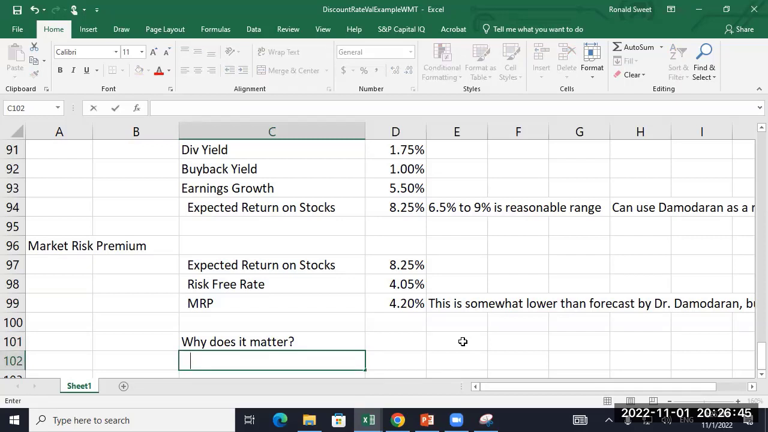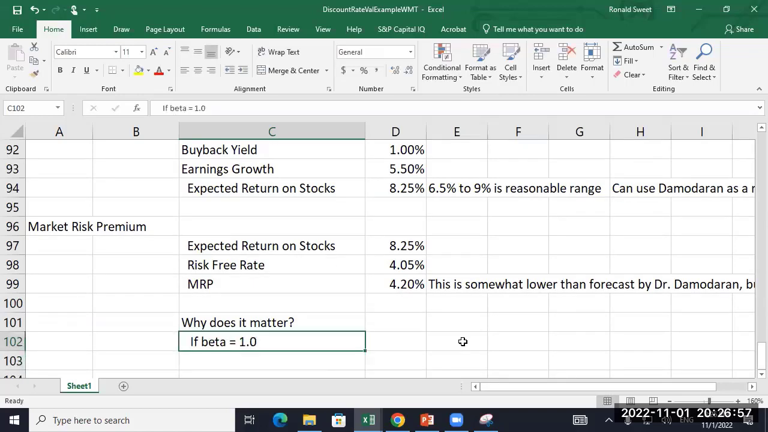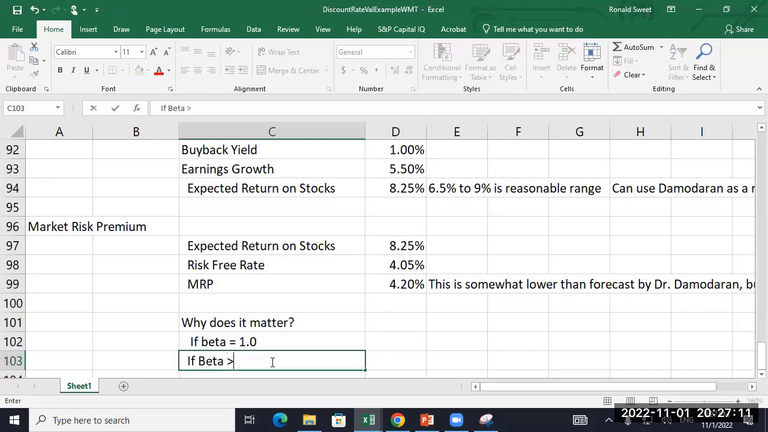Some would say, well, higher risk-free rate, we get a smaller market risk premium. Well, if your beta's one, what difference does it make? Makes no difference whatsoever. What's your discount rate if your beta is one? It's 8.25 every single time. Market risk premium can go all over the place as long as your beta is one. If beta is greater than one, a higher market risk premium will increase the discount rate and reduce values.